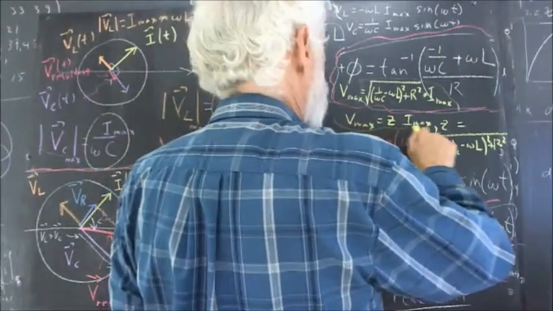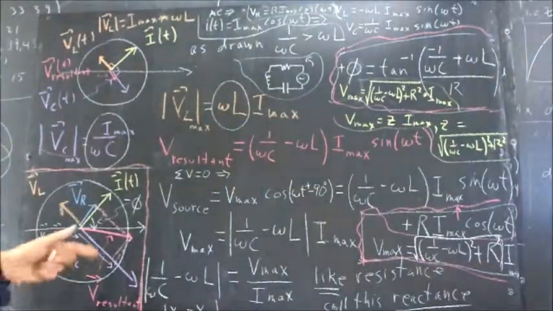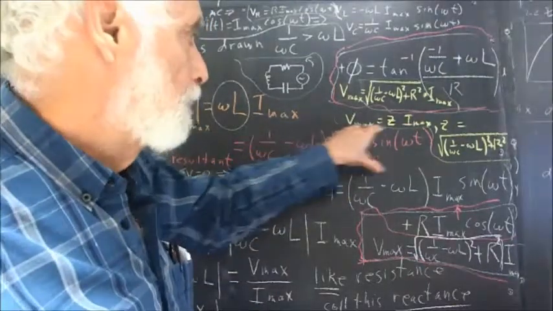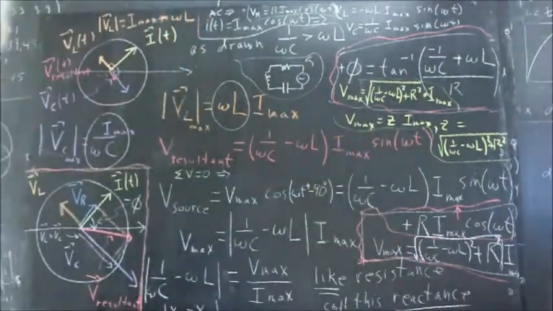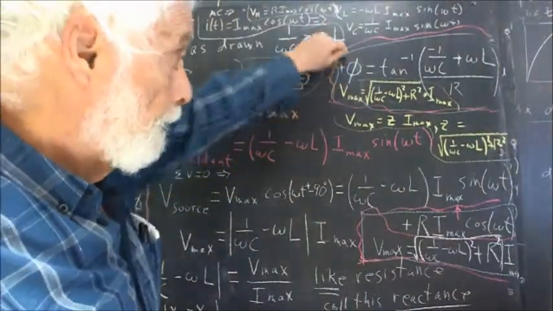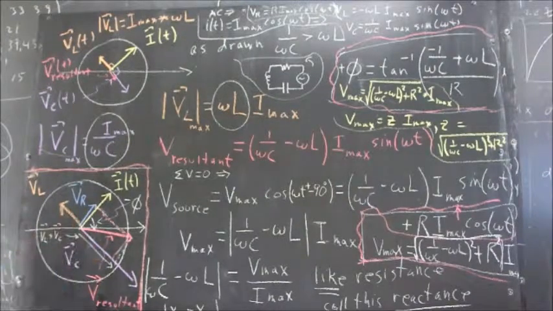And we see that Z is, again, like a resistance. But now it's sort of an equivalent resistance for an RLC circuit. And it's not really a resistance, but it does help us relate the maximum voltage and the maximum current. That, along with the phase angle, allows us to determine the behavior of the circuit.